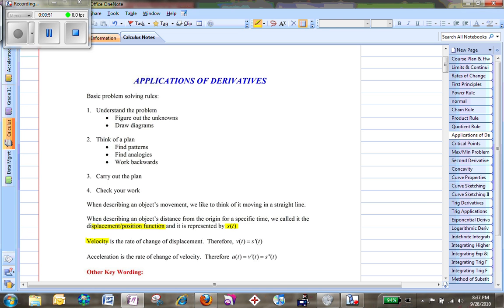Velocity is the rate of change of displacement. v of t is equal to s prime of t, or the first derivative of displacement. Acceleration is the rate of change of velocity. a of t is the derivative of v of t, also known as the second derivative of s of t.